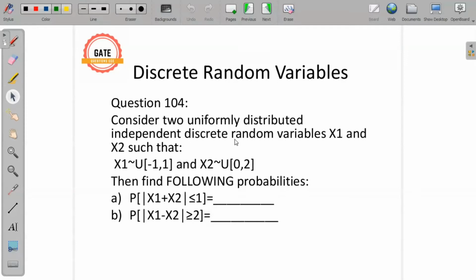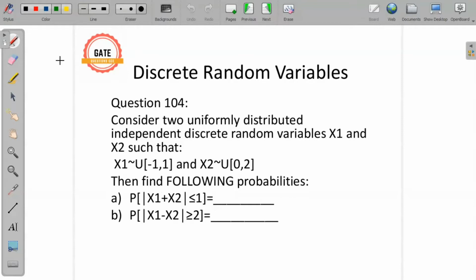Consider two uniformly distributed independent discrete random variables x1 and x2 such that x1 is uniformly distributed over -1 to 1 and x2 is uniformly distributed over 0 to 2. Then we have to find the following two probabilities.